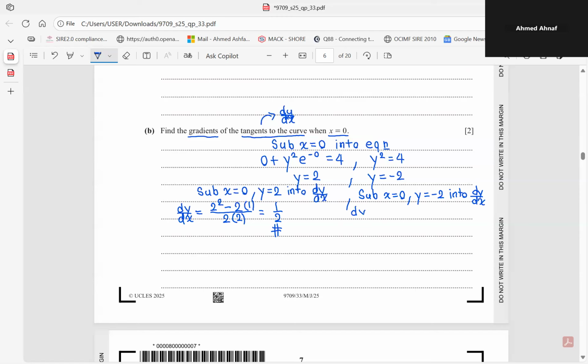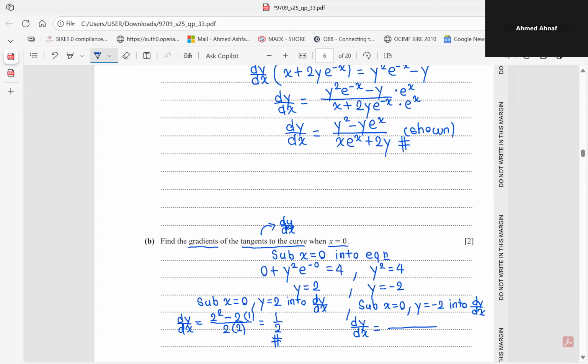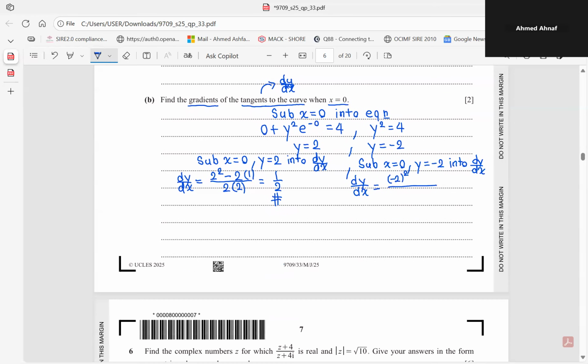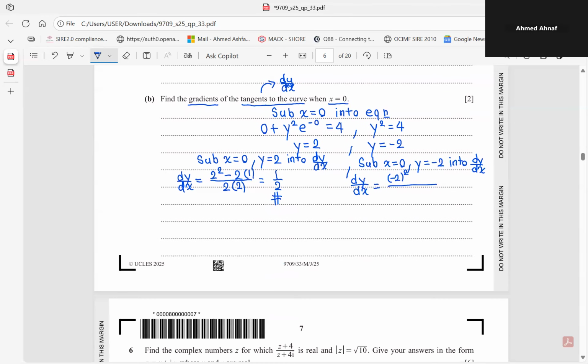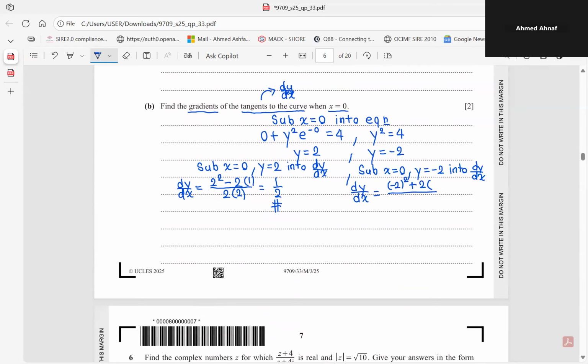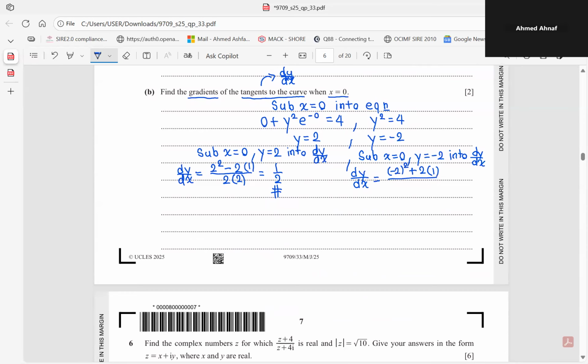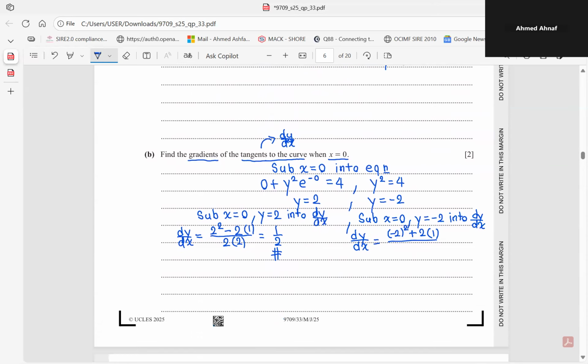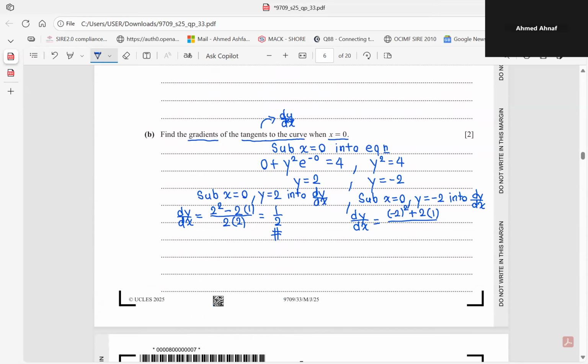So dy/dx will be equal to y squared, which is minus 2 squared, minus y, so minus 2, that's plus 2, times e to the power of 0, which is 1, over x to the power of e to the power of x, that's 0 times 1, which is 0, so 0 plus 2y, so 2 times negative 4, which is minus 4.